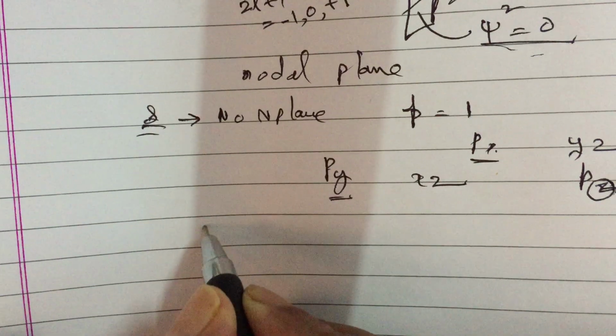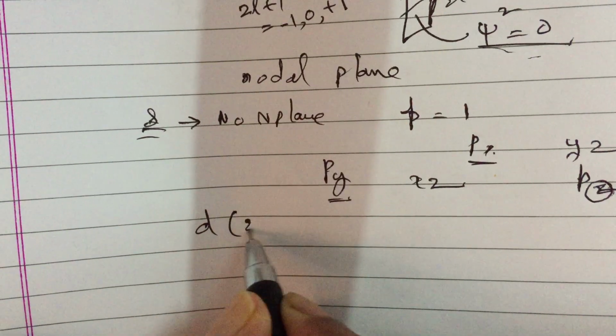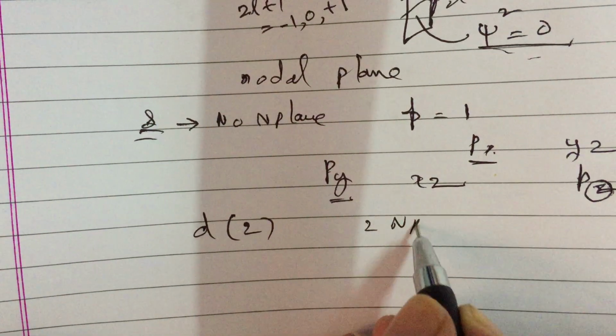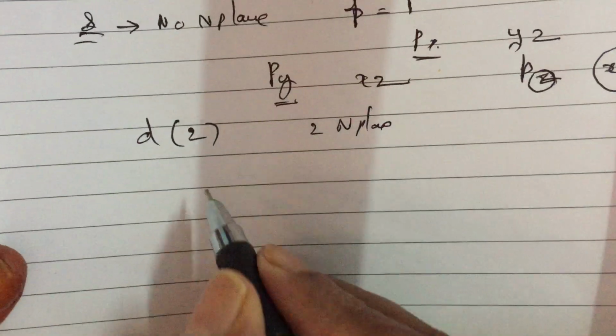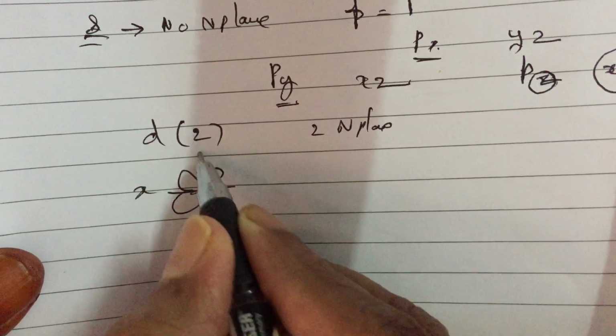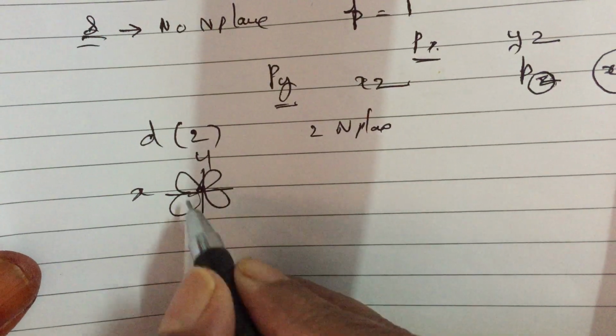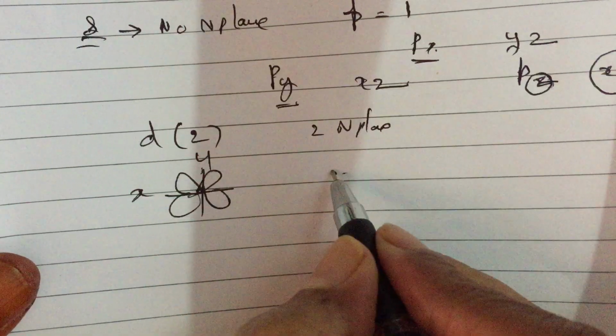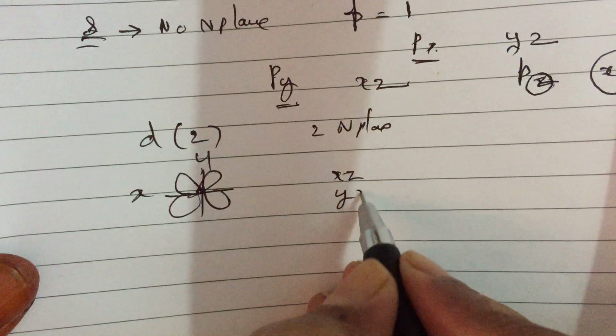Now, if you are talking of d orbitals, L value is 2, so they have two nodal planes. How to work out the nodal planes of a d orbital? If you are talking of the dxy orbital, which is like this, its nodal planes, what letter did you leave out? Z. So, its nodal planes are xz and yz.